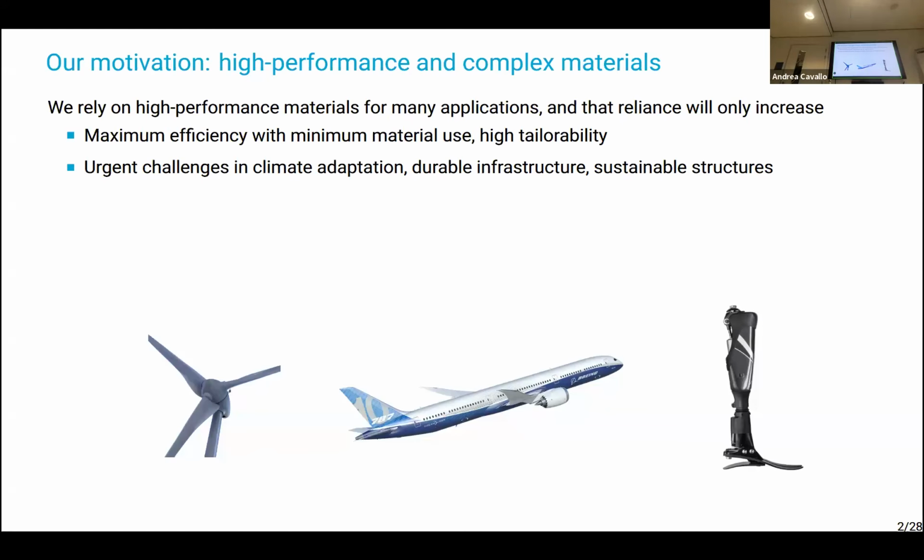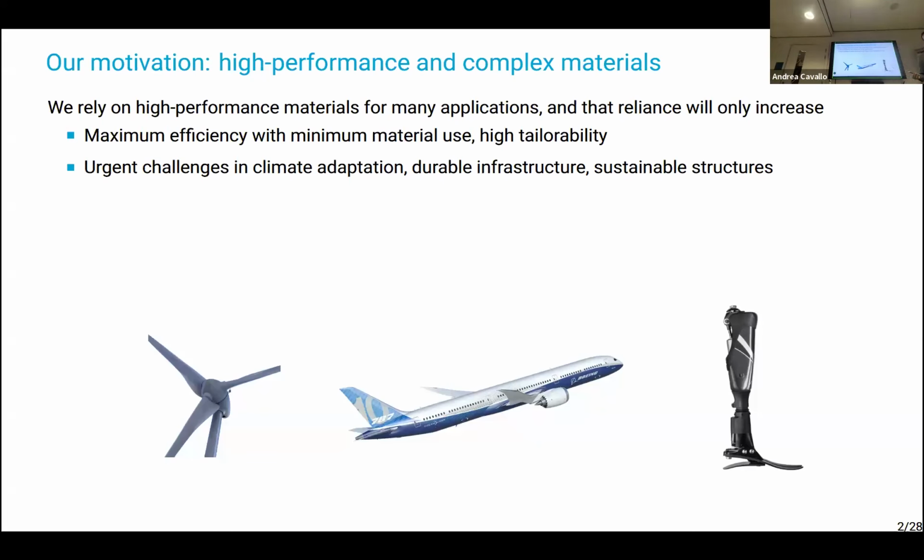So, like I said, our motivation is to model high performance and complex materials. We rely on high performance materials for a lot of stuff. You can see some applications here. Wind turbine blades are a big one. Every few weeks, one of these blades just decides to drop from the turbine for no good reason, and they are made of very high performance, lightweight materials that are not fully understood. So it's kind of a concern to understand how this happens.